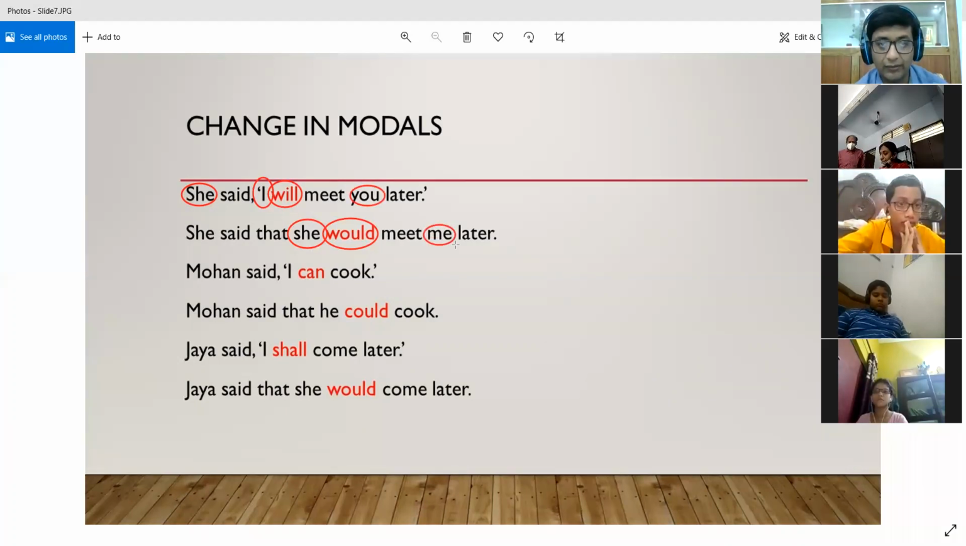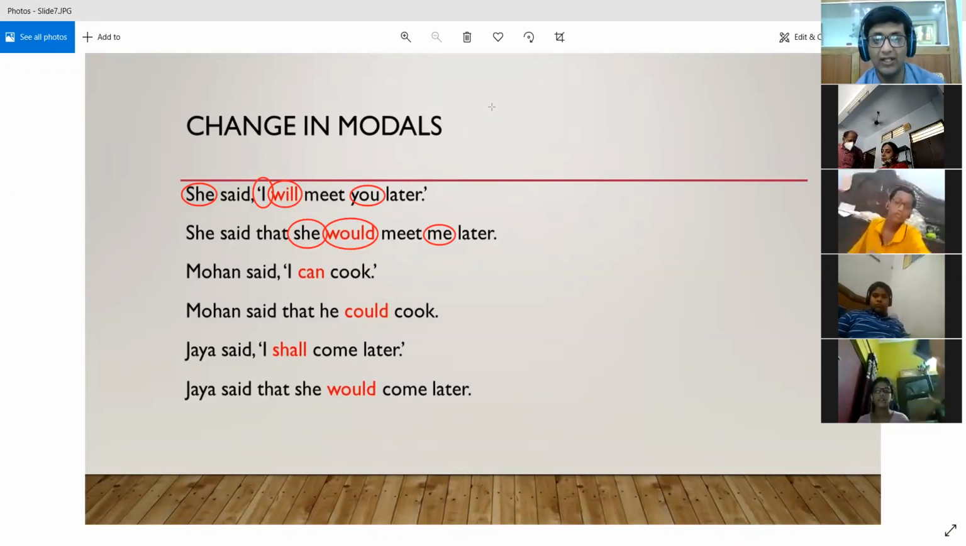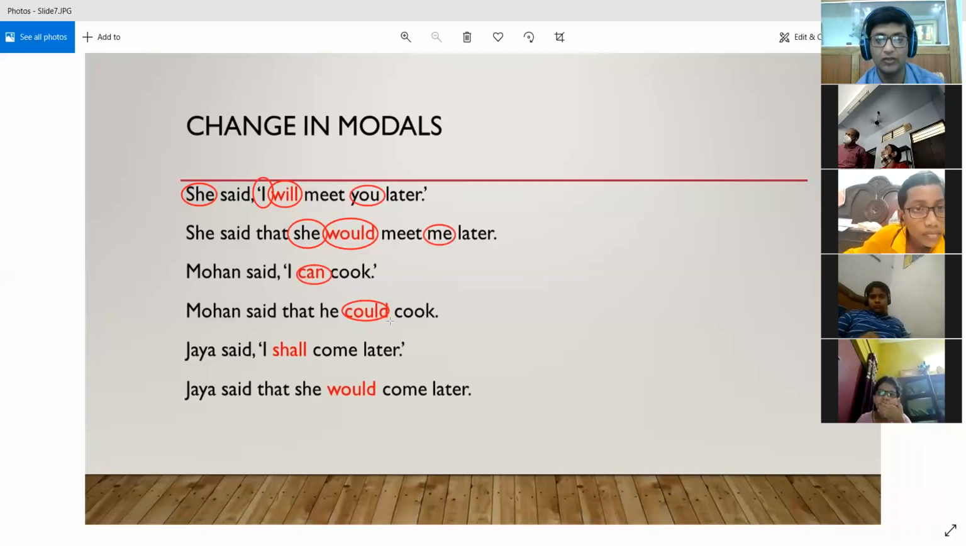Are you seeing it? Because she was talking to me only, the person was "I" only, she was saying "I will meet you." So in the indirect speech, it has changed into "me." She said that she would meet me later. All right. Now see, "can" has become "could" in the indirect speech. So "will" has become "would" and "can" has become "could."